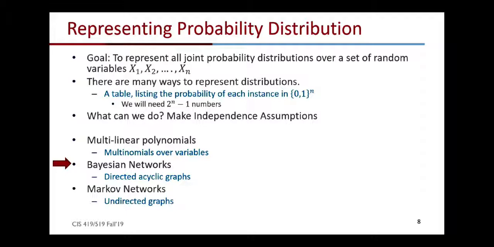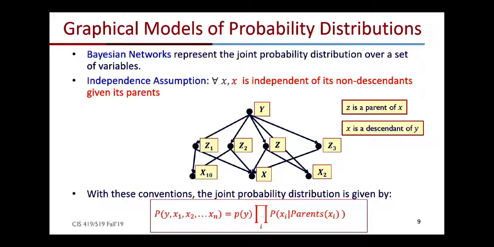So BayesNets are basically directed acyclic graphs that express independence assumptions on a set of variables. So this is what we have, right? It represents a joint probability distribution over a set of variables. And the graph is just a language that tells us what the independence assumptions are. The independence assumption is: for every variable x, x is independent of its non-descendants given its parents. All its parents. That's it.